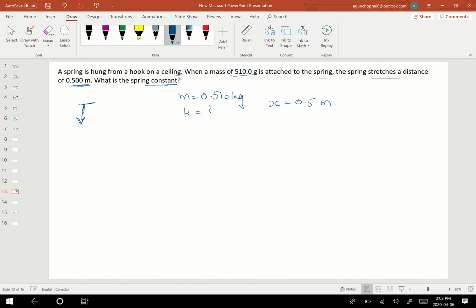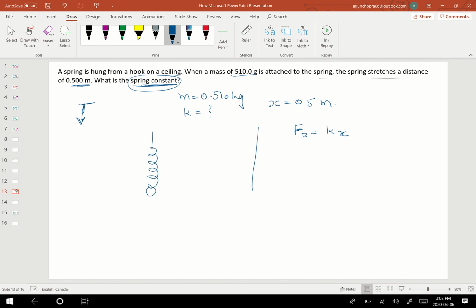But he has asked us to find the spring constant. So I'm going to solve this question once using the direction and once without using the direction, and you'll find that the answer comes out the same. Let's solve it without using the directions, because spring constant does not have any direction. So I'm going to use the equation Fr equal to kx. Let's draw the diagram first of all.